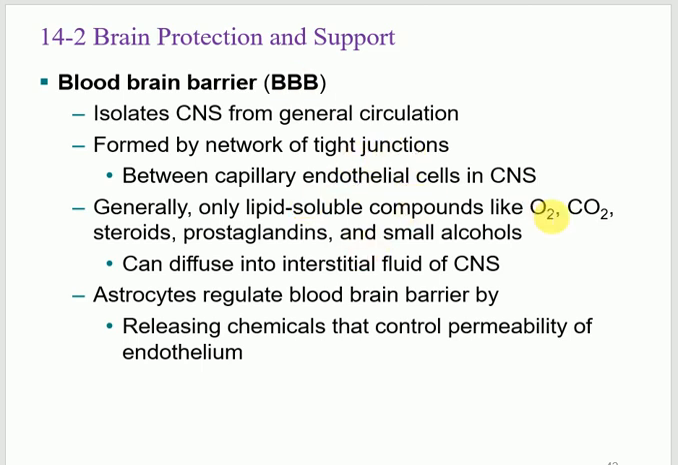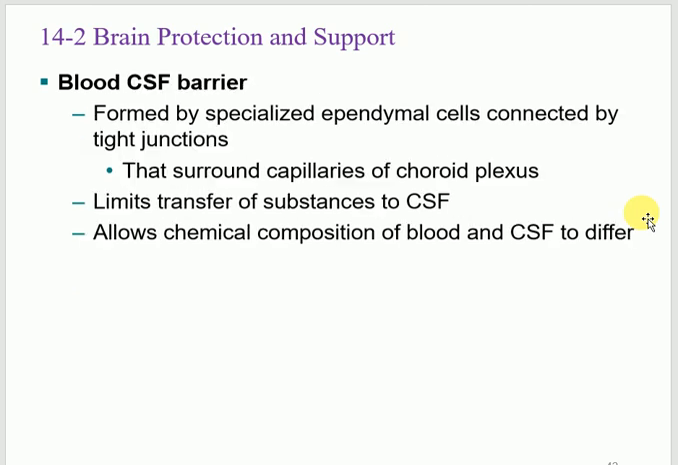And what can pass through this is certain things. It's selective. You have a barrier, but certain things are allowed to go through it. You select what goes and what doesn't go. Generally speaking, oxygen and carbon dioxide are allowed, obviously, because you want oxygen to go to the brain and you want carbon dioxide to leave. So this easily just passes in and out. Steroids and prostaglandins can also pass this. So just remember certain things, including oxygen and carbon dioxide and steroids.